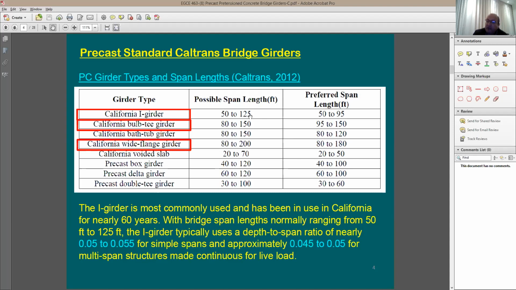But if you'd like to push it a little bit, if you have a longer beam or a longer span, go to this bulb T. In the bulb T, you're going to have more space so that you can put the strands in there. This is going to be more suitable when you go to maybe 125 feet all the way to 150 feet. You have also the wide flange girder, which goes to maybe 180 or 200 feet when it comes to the span.